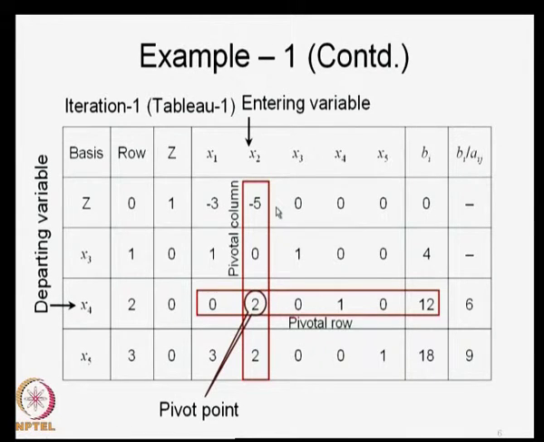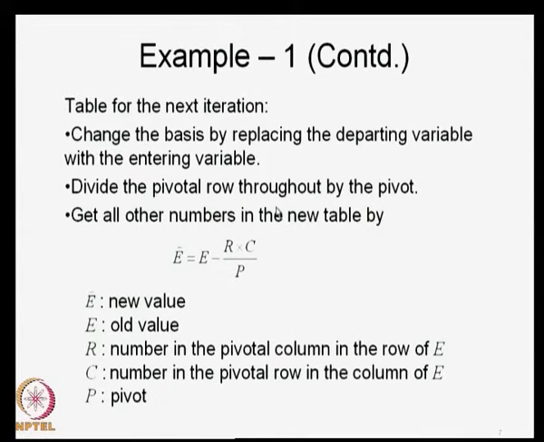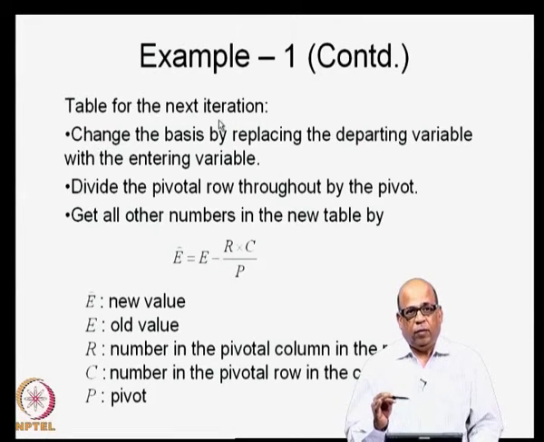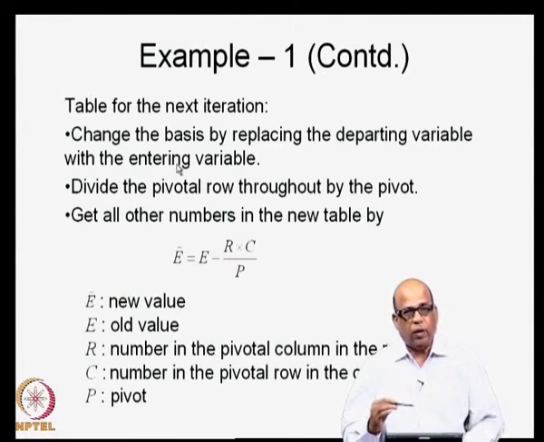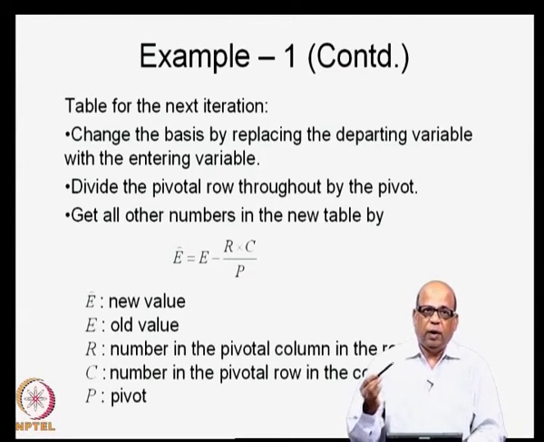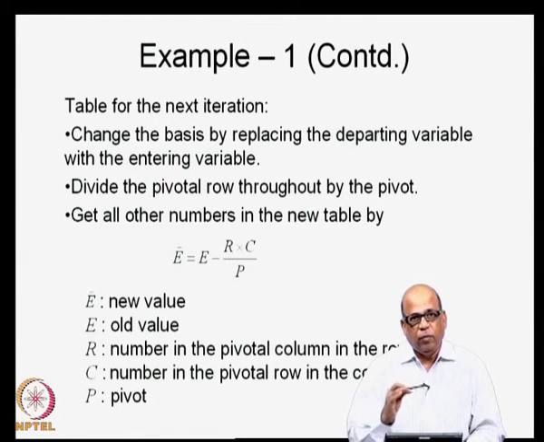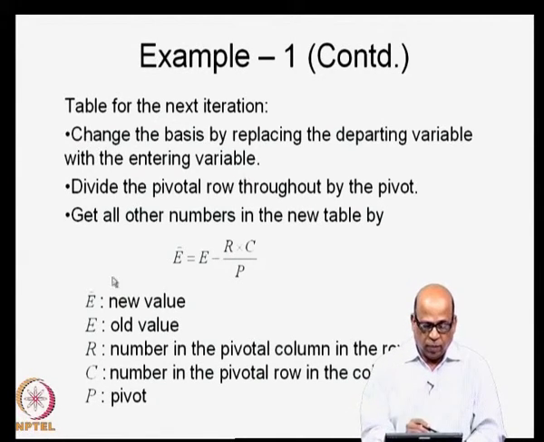Okay, let me explain it this way. We are now going to write the tableau for the next iteration. The first step is that we change the basis by replacing the departing variable with the entering variable. In this case the departing variable was x4 and the entering variable was x2. So, we rewrite the basis by replacing the departing variable with the entering variable.